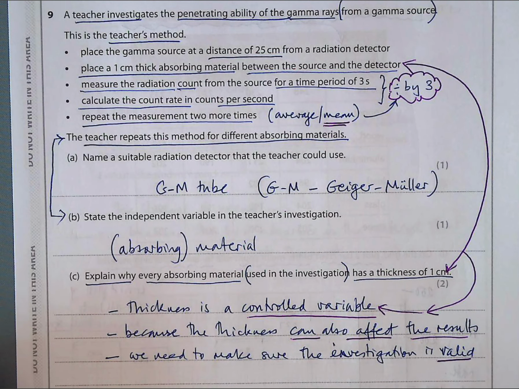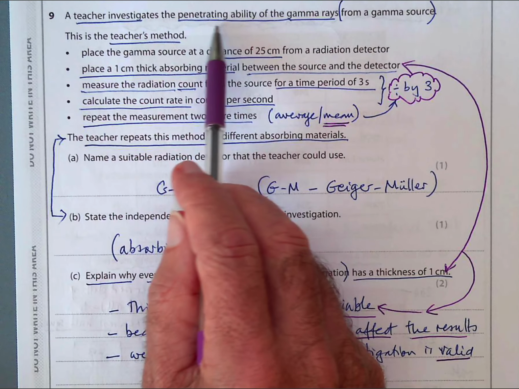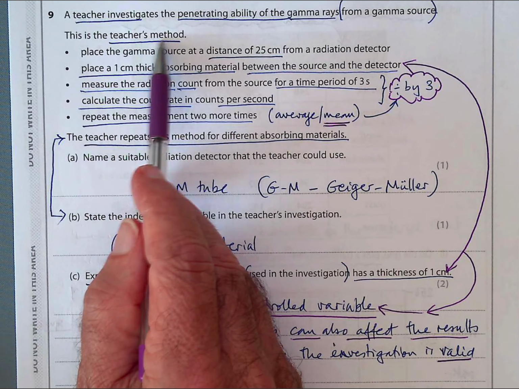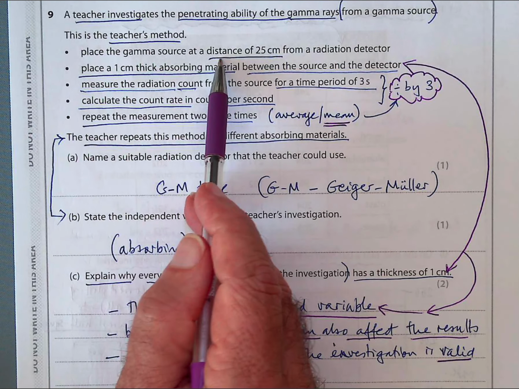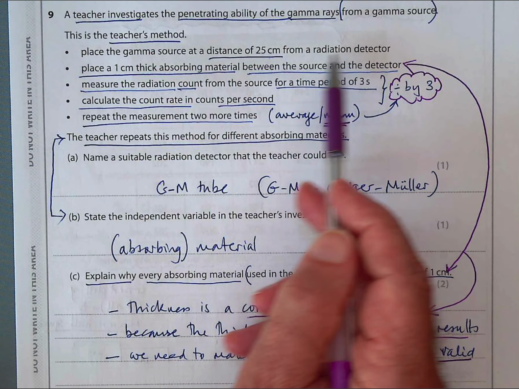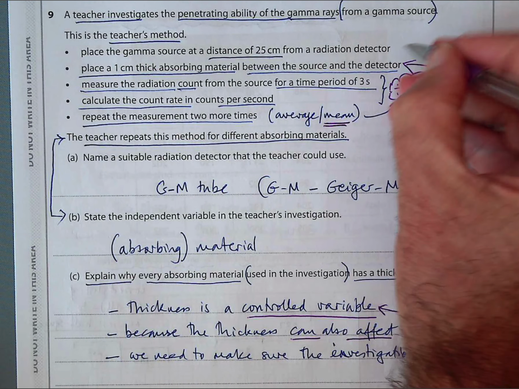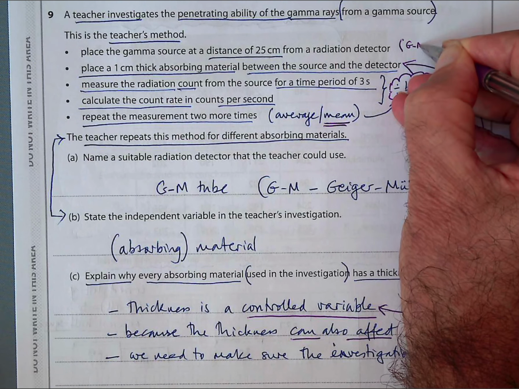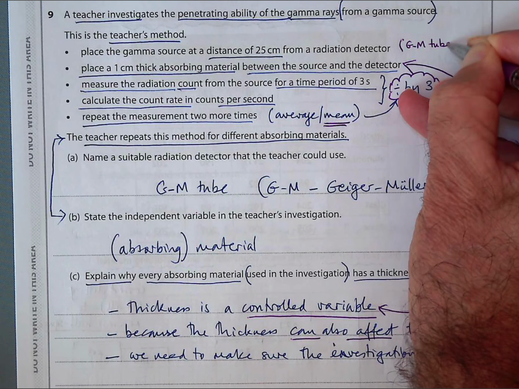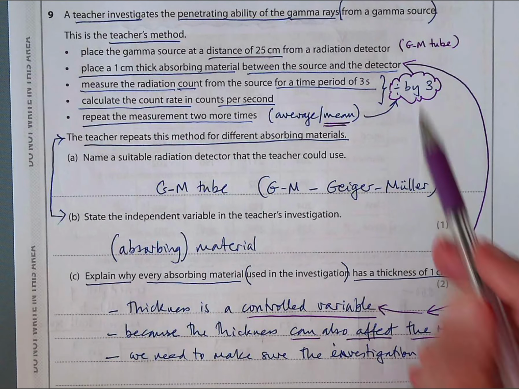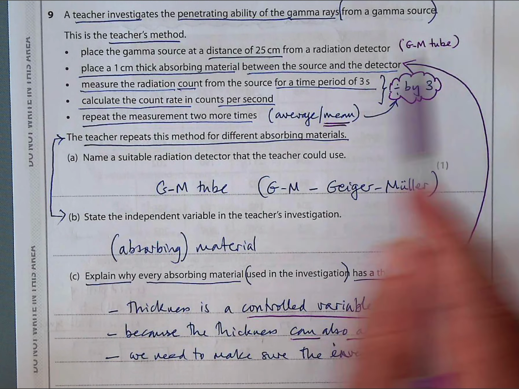Question 9, the teacher investigates the penetrating ability of gamma rays, obviously from a gamma source. This is the teacher's method. Place the gamma source at a distance 25 centimeters from the detector. Okay, so the radiation detector would normally be a GM tube, which stands for Geiger-Müller tube. These are the two scientists, Geiger and Müller, who created the Geiger-Müller tube.